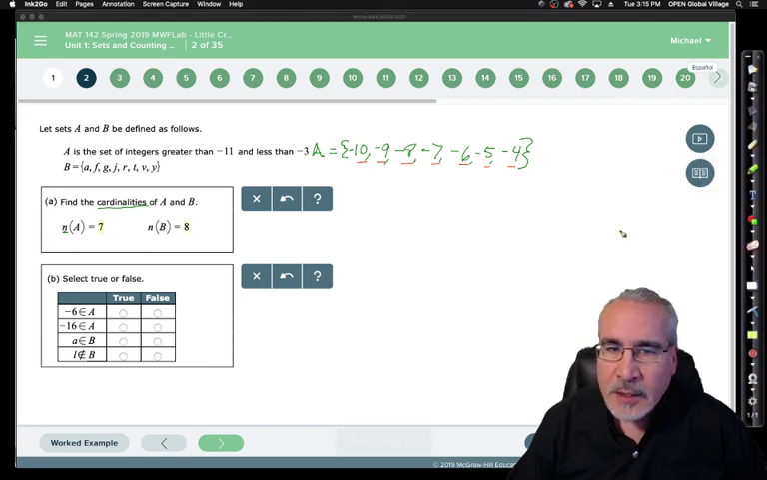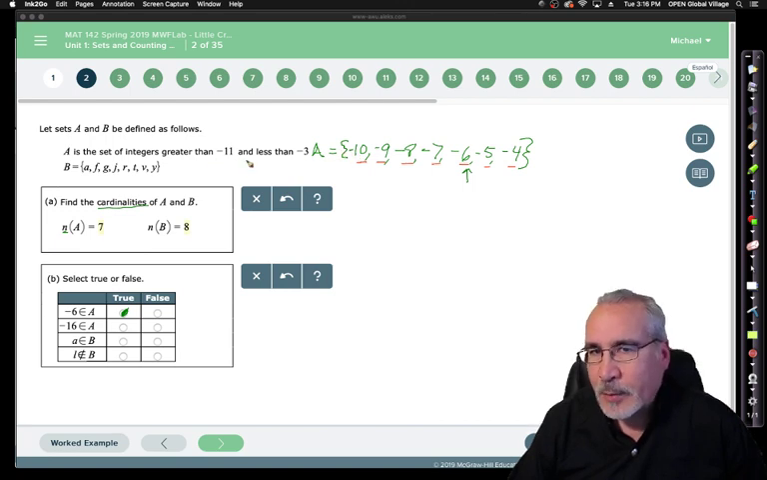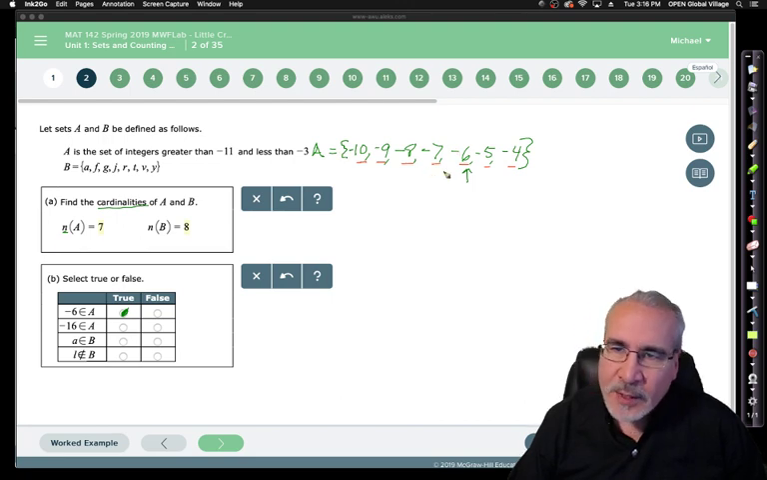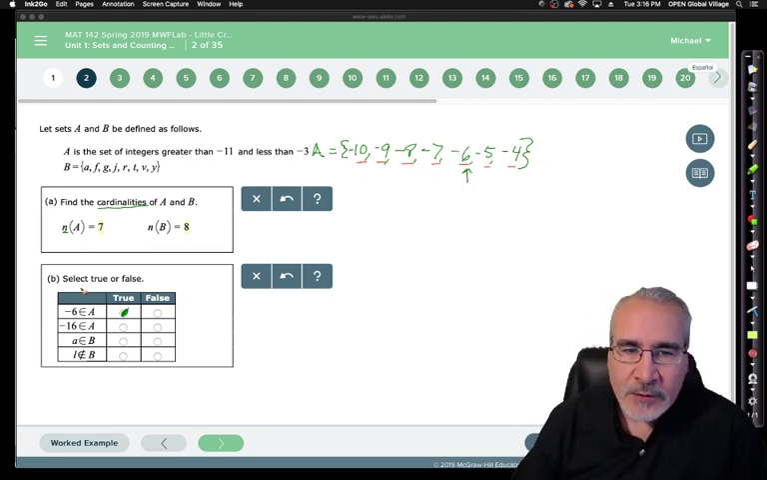Back to the pen. Negative 6 is an element of A. Here's A, negative 6. Well, there it is right there. It's a member. It's in the club. So that's going to be true. Negative 16 is an element of A. Well, no way. They have to be greater than negative 11, so you can see it's not going to work. That's why it's kind of helpful to actually write out the sets, but we can see that's false.